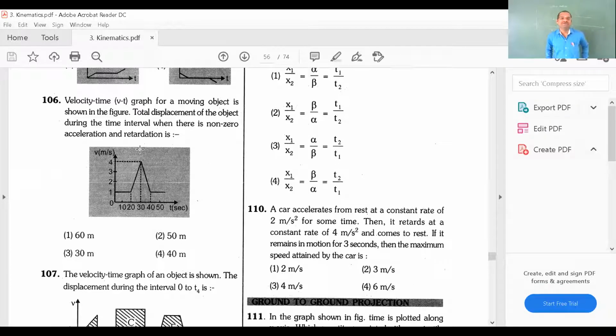Going to question number 106. The velocity-time graph for a moving object is shown in the figure. Find the total displacement of the object during the time interval when there is non-zero acceleration and retardation. Where you are having non-zero acceleration and where you are having retardation, for this total you want the displacement. So the graph.